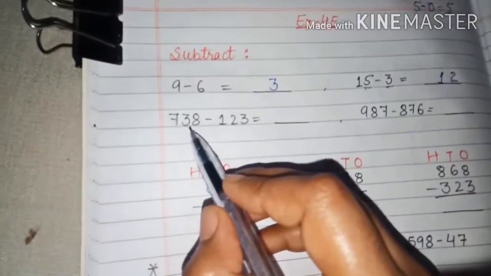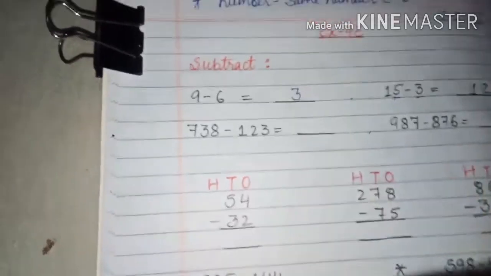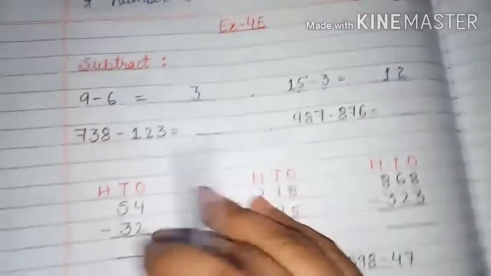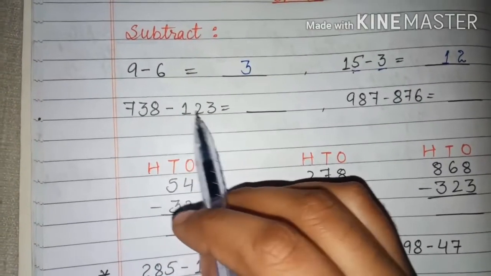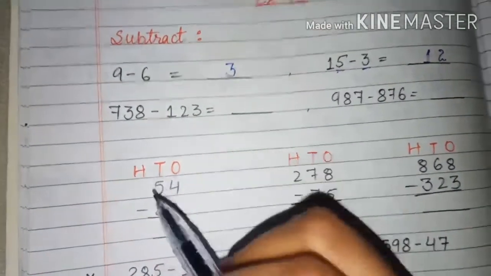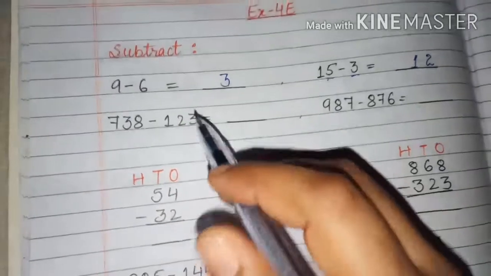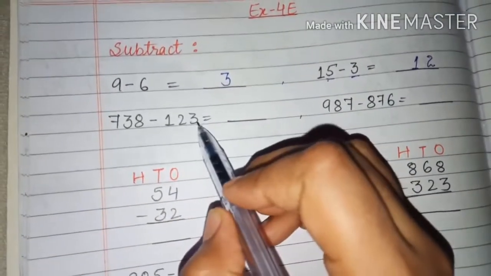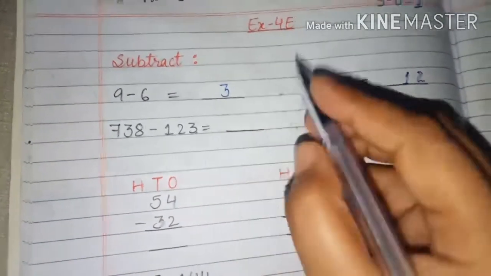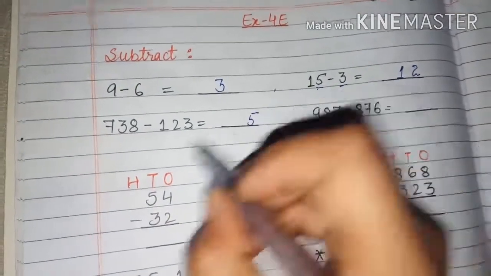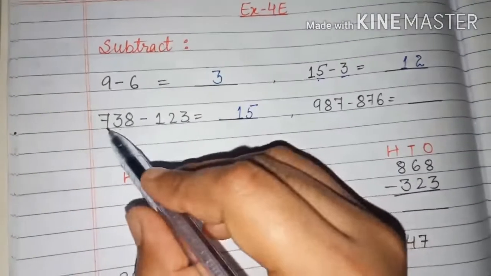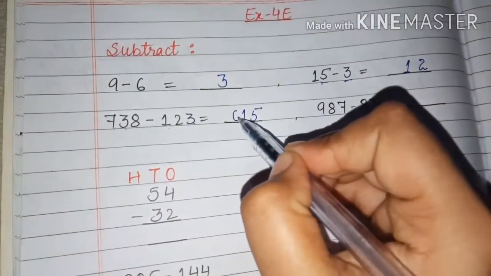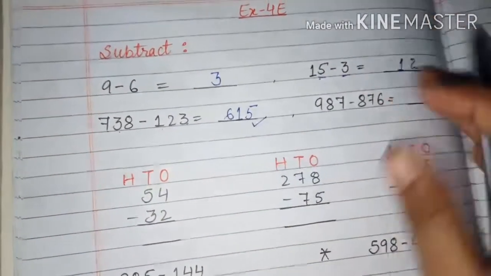Now this question contains 3 digits in them. Next question is 738 minus 123. So how should I subtract it? Subtract 1 digit from 1 digit. 8 minus 3 is 5. Then we have 3 minus 2 is 1. 7 minus 1 is 6. So you will get your answer.